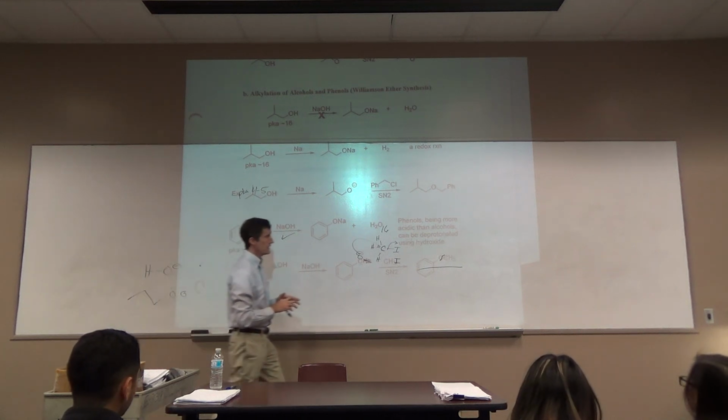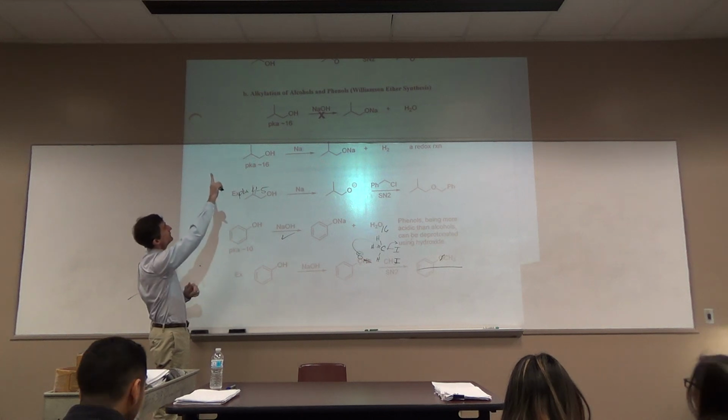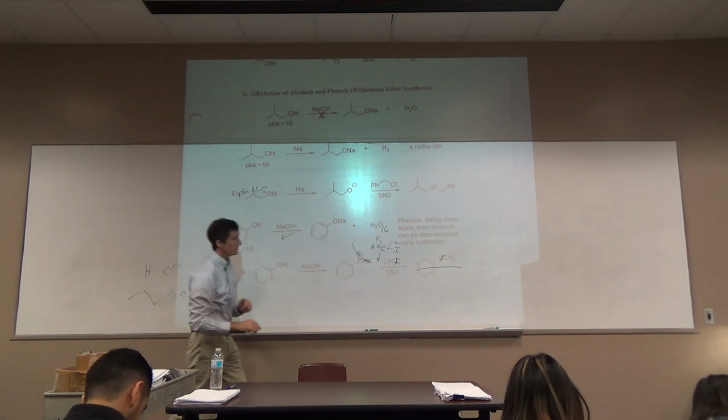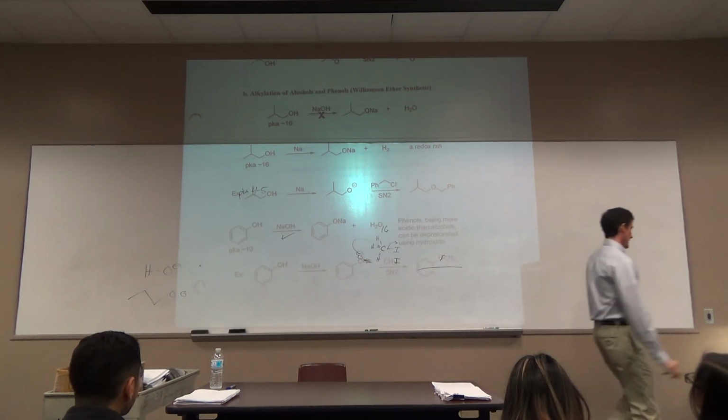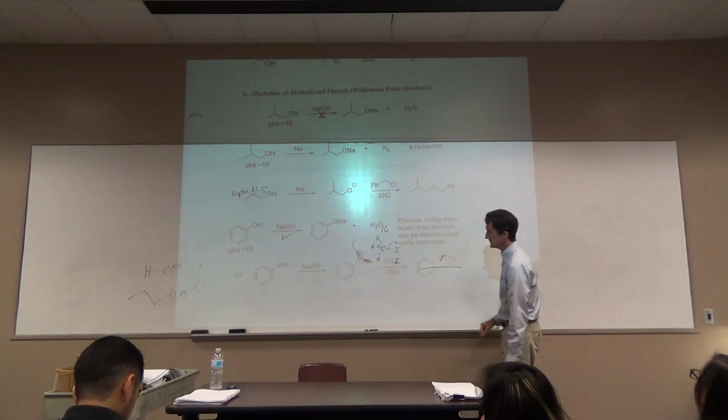So we methylated the oxygen. Methyl's an alkyl group. We alkylated the phenol. We made an ether. So this would be called a Williamson ether synthesis.